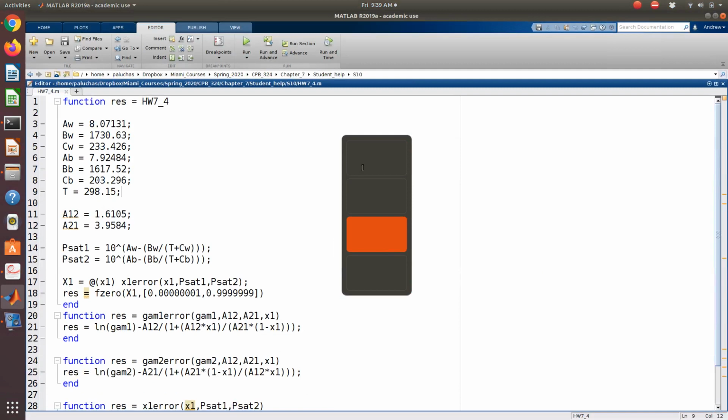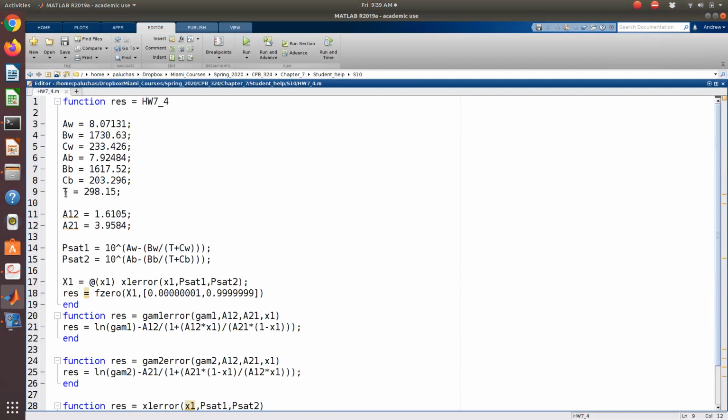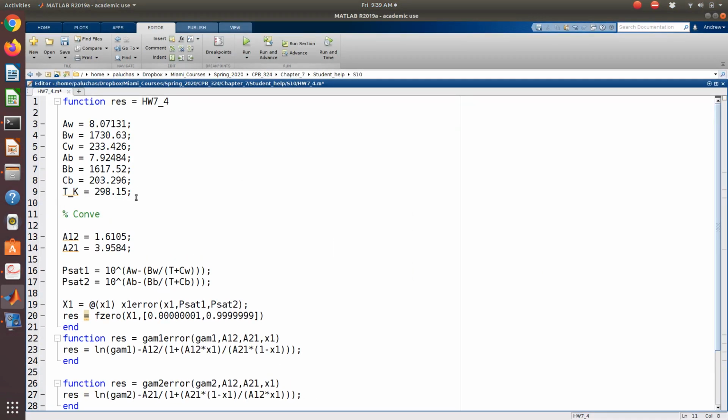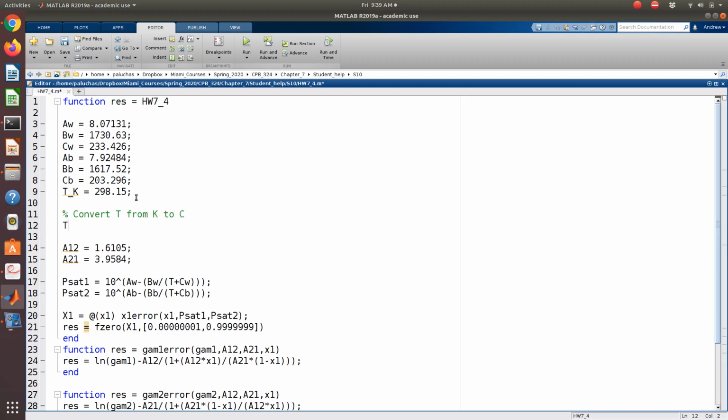So the first thing I'm going to do is rename this TK, and then I'm going to convert T from Kelvin to C. So T, I'll make TK minus 273.15. Bam. Okay, so I do that.